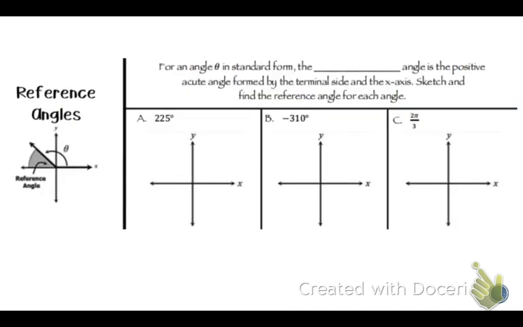Now, reference angles. Okay? Reference angles are going to be huge. For an angle in standard form, the reference angle is the positive acute angle formed by the terminal side and the x-axis. Okay, so that is your reference angle. And I'm going to draw a couple diagrams here. I want to get a new screen. Sorry. Let's do a chalkboard.